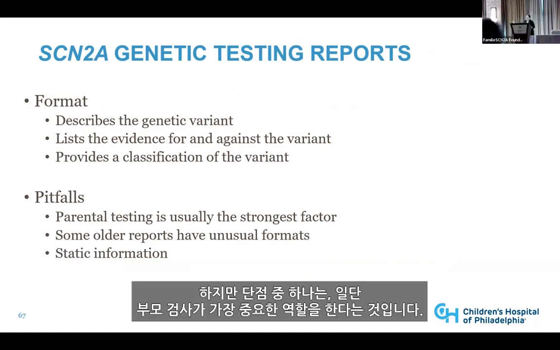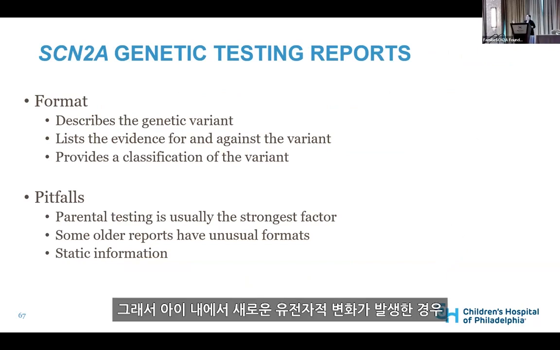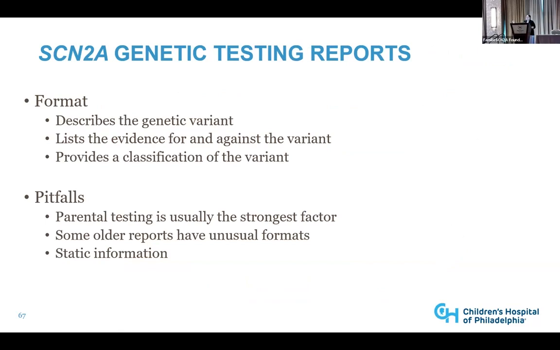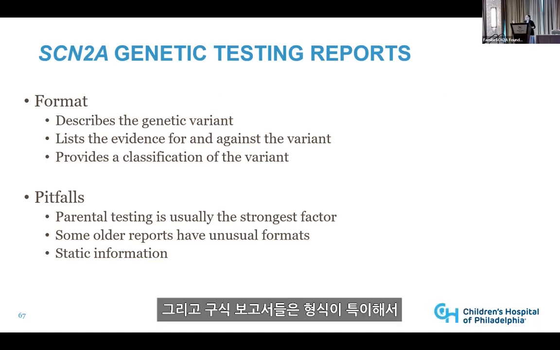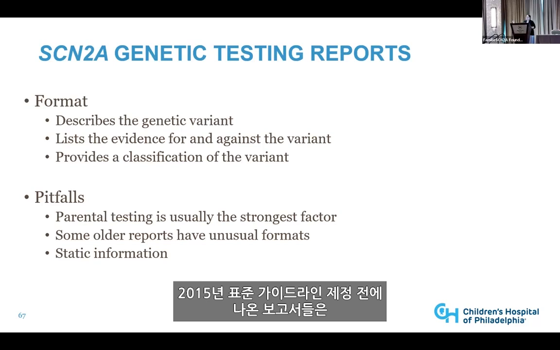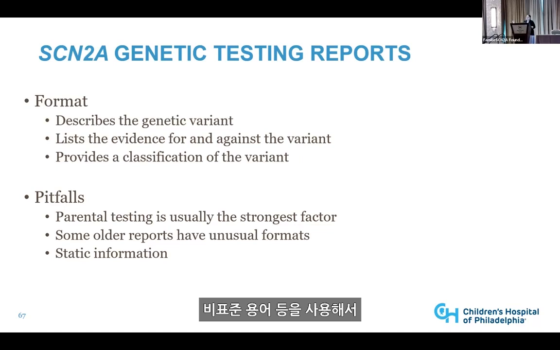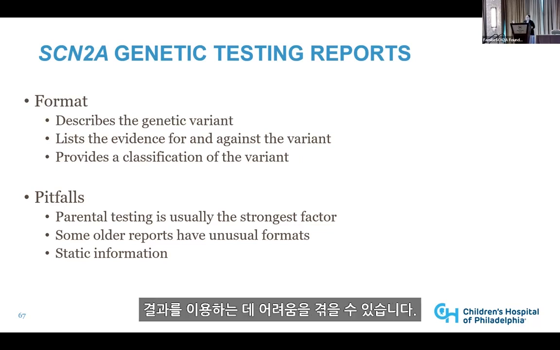But some of the pitfalls: parental testing is usually the strongest factor. So if a change is new in a child, this is typically strongly weighted evidence towards pathogenicity. But if parents are not available for whatever reason, this can sometimes make it hard to make a variant go from uncertain to likely pathogenic. Some older reports have unusual formats. So especially prior to 2015 with those standardized guidelines, there can be non-standard terminology that can make it hard to utilize that genetic testing report.